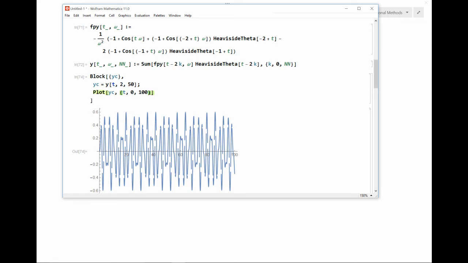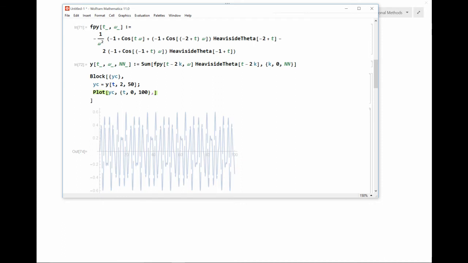The problem with the function having those breaks is because Mathematica treats Heaviside functions as a discontinuous function, and it tries to accommodate for it.